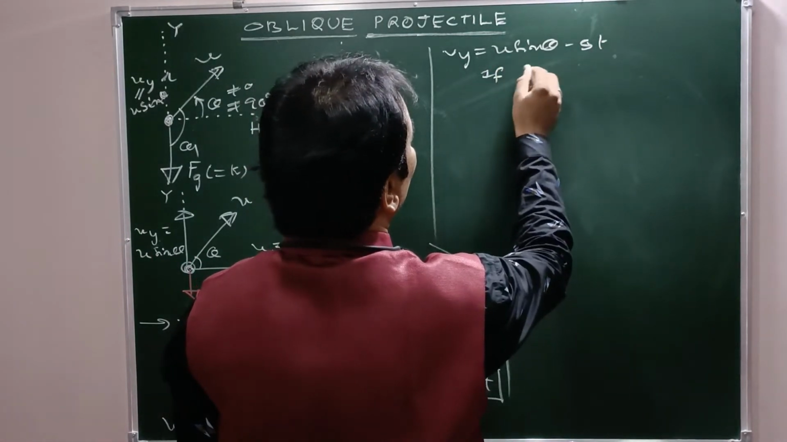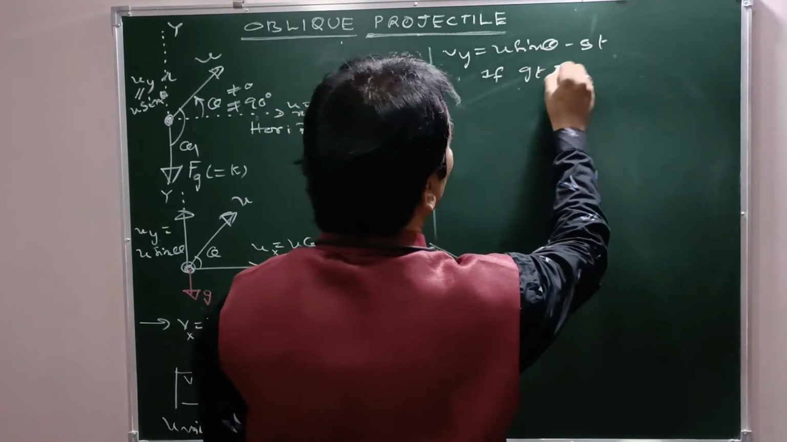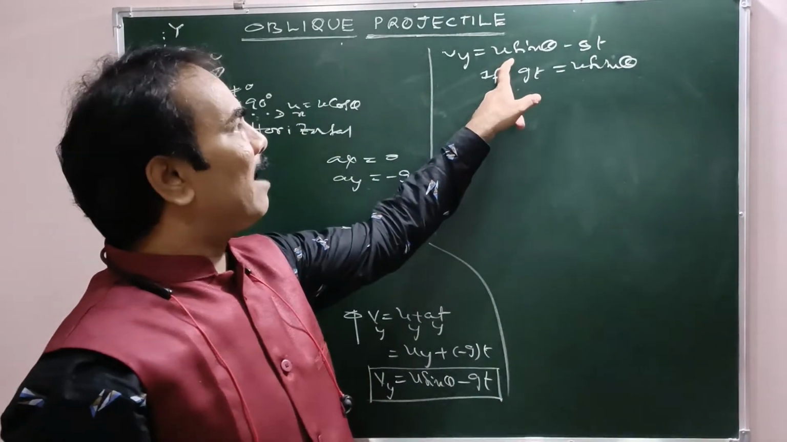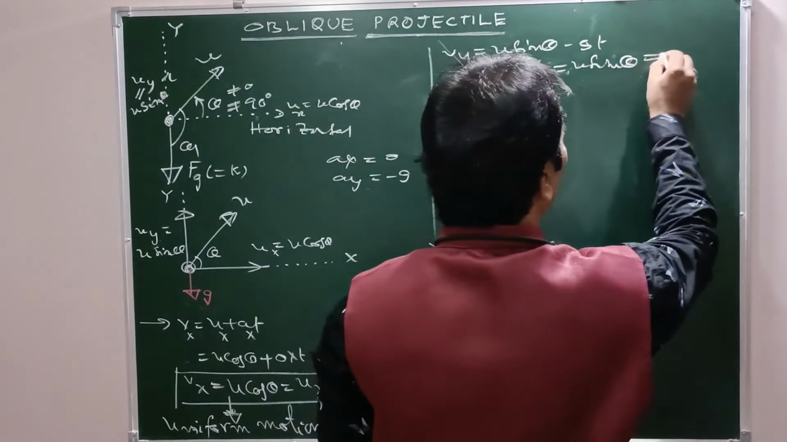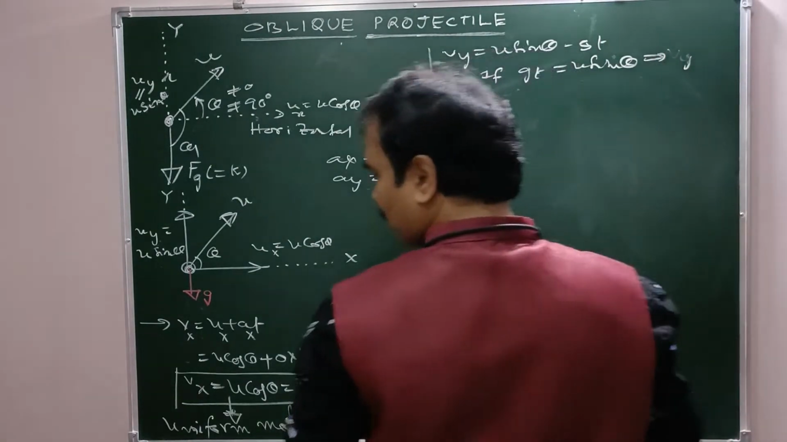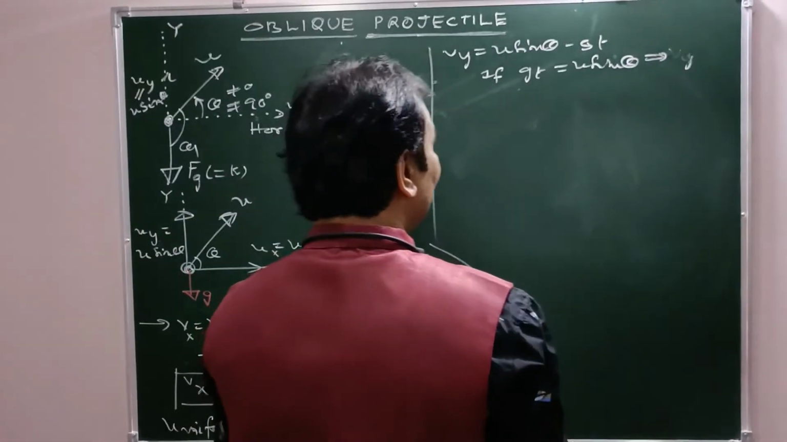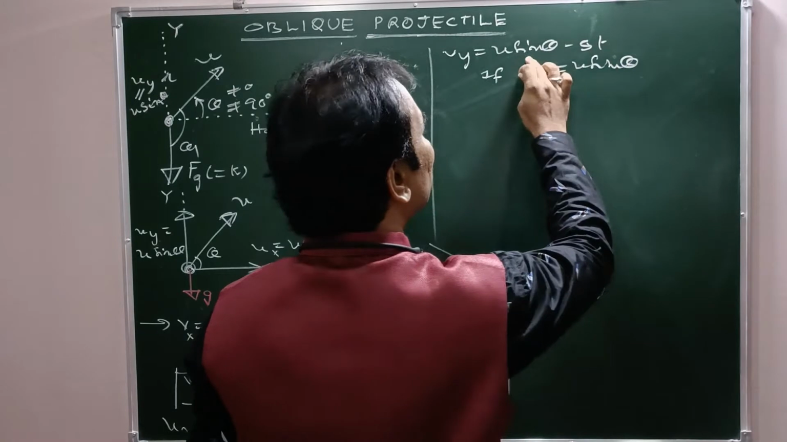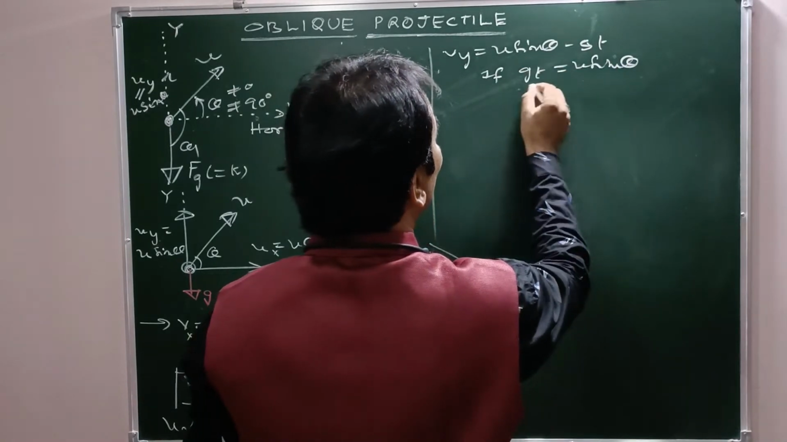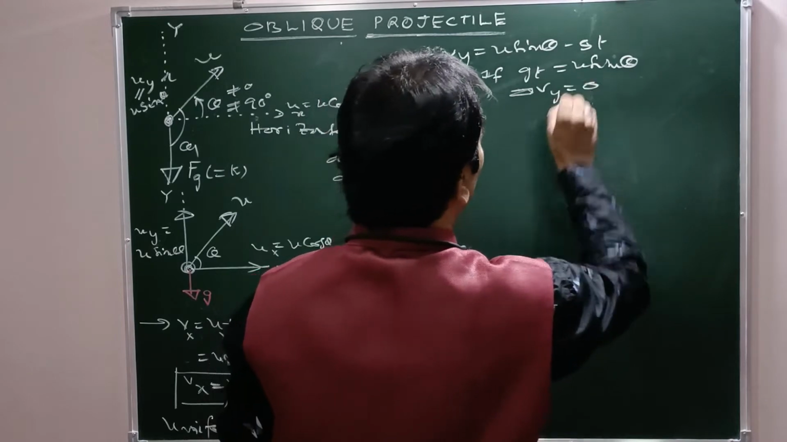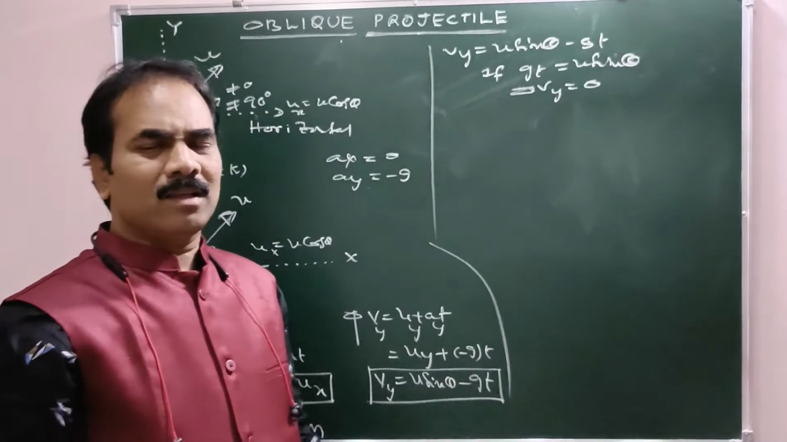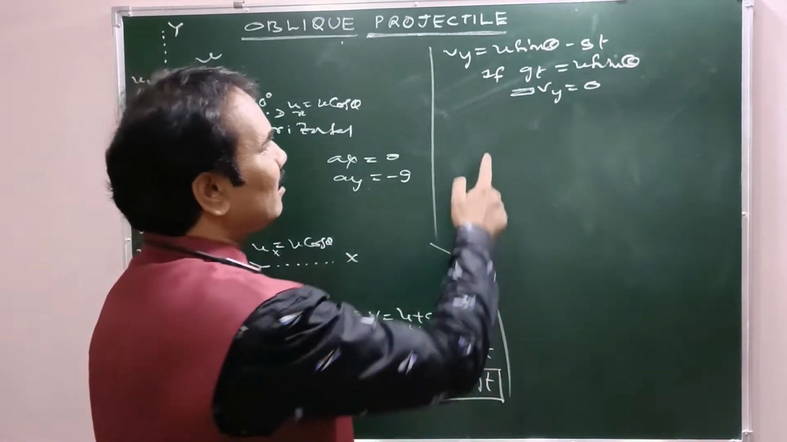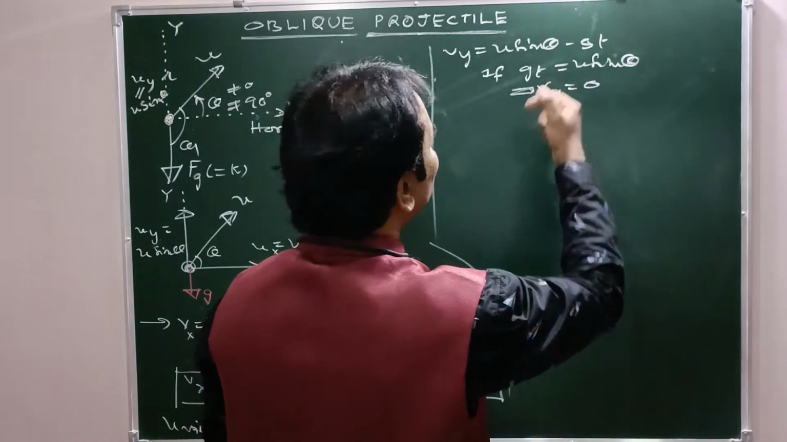If gt becomes equal to u sin theta, what happens? vy becomes 0. Implies vy becomes 0, right? If gt becomes equal to u sin theta, what happens? Implies vy equal to 0. vy equal to 0 means it reaches the highest point along the y-axis. Am I right? If gt becomes equal to u sin theta, vy becomes 0.